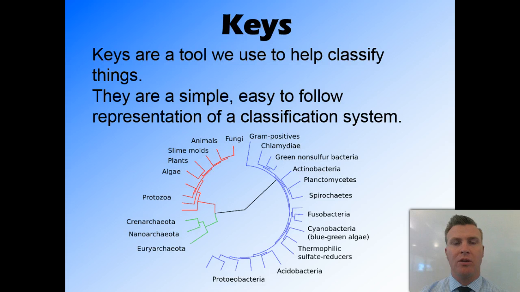Keys are a tool that we use to help us classify things and to understand other people's classification systems. They're a simple and easy to follow representation of the system, and that's why they help us understand them. So we can follow along and work out why somebody's classified something in a particular way.